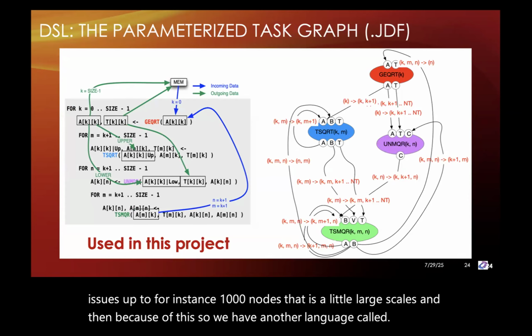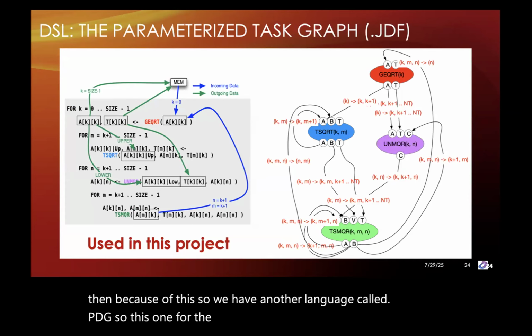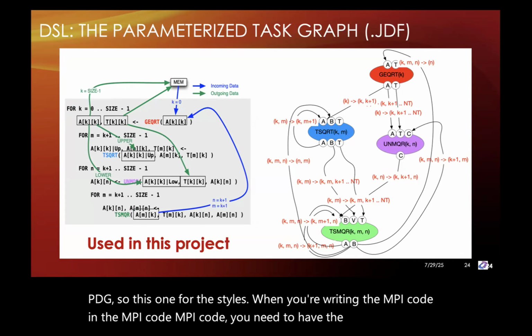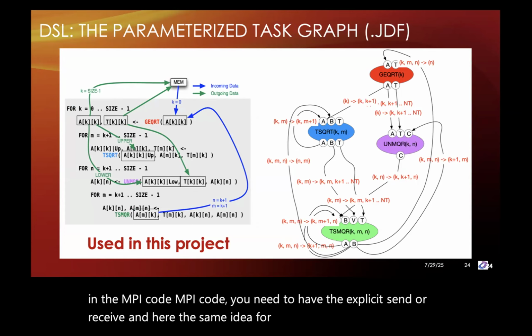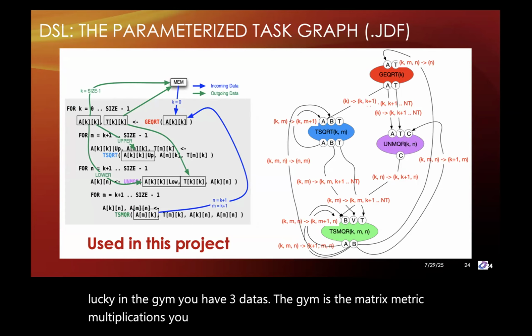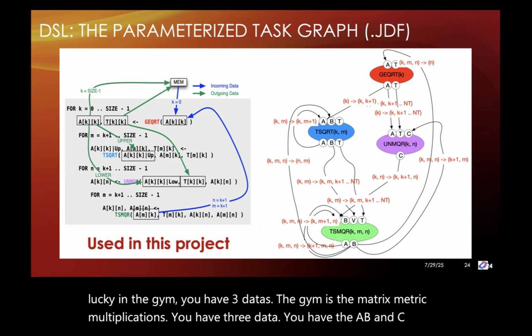So this one follows the style when you're writing MPI code. In MPI code, you need to have explicit sends and receives, and here it is the same idea. For one task, say a GEMM, the matrix multiplication, you have three data: A, B, and C. So you need to receive these three data.